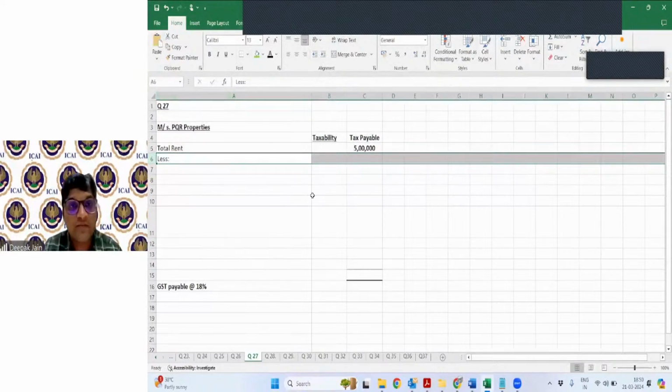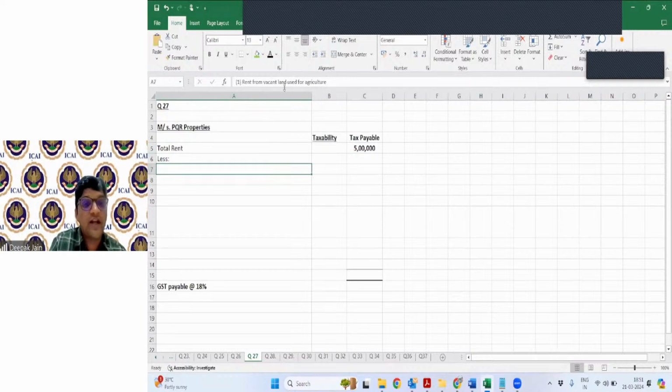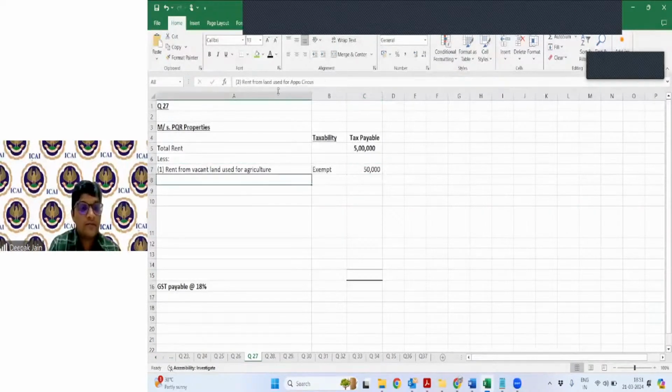So whatever is exempted, we will reduce it. Rent from vacant land used for agriculture, right? So vacant land used for agriculture is exempted. So we'll treat it as exempt. So we will reduce it because 5 lakh is the total rent. Whatever is exempted, we will reduce it. Second, rent from land used for Appu circus. Is it taxable or exempted?